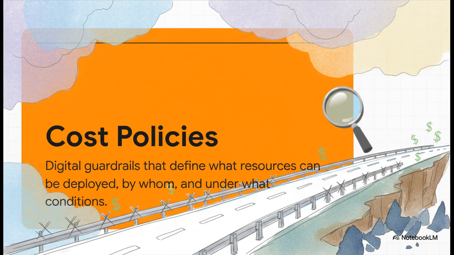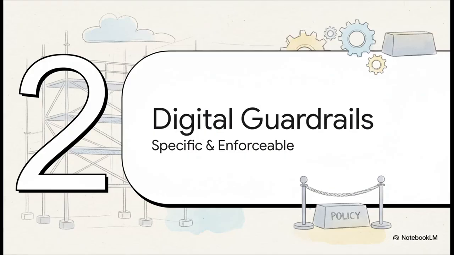And I love how the source material describes these. They're digital guardrails. Think about it like driving on a highway. The guardrails don't slow you down. They just keep you from accidentally driving off a cliff. That's exactly what these policies do for your cloud budget. But for these guardrails to actually work, they can't just be vague suggestions. They've got to be concrete, specific, and totally enforceable.